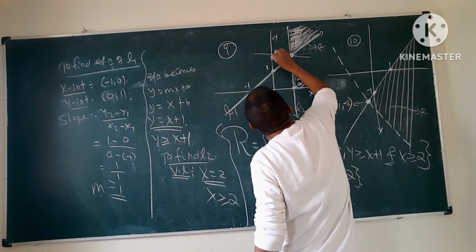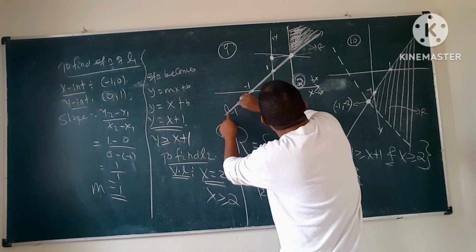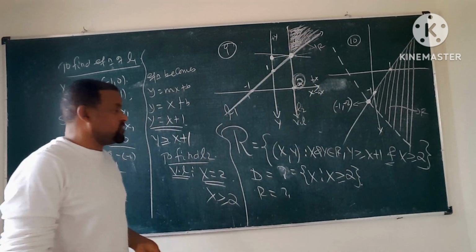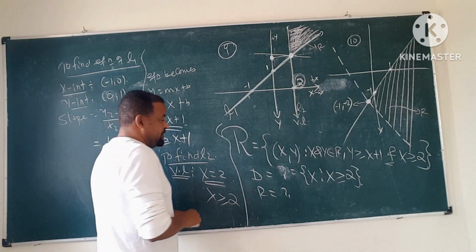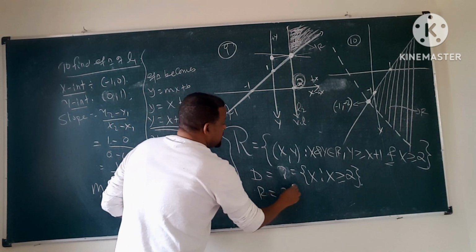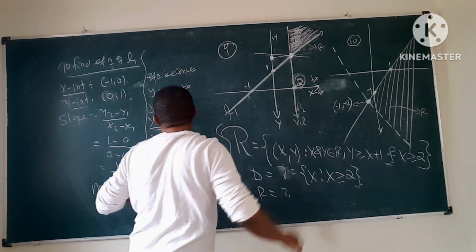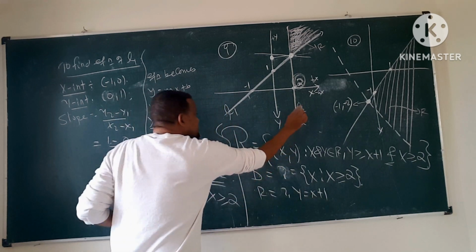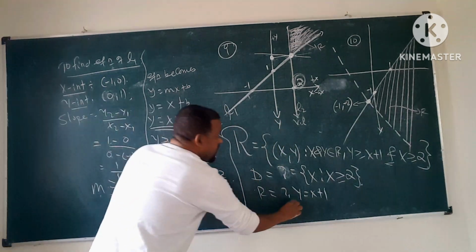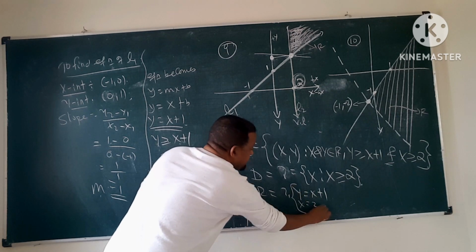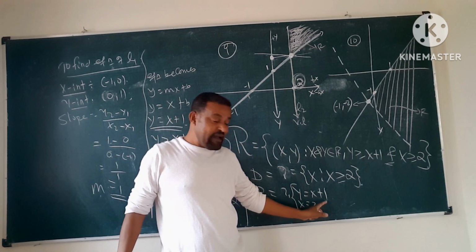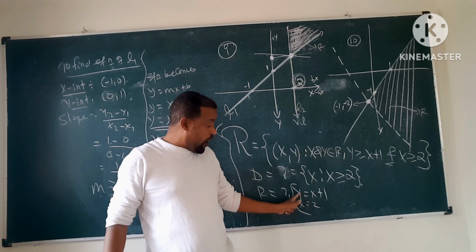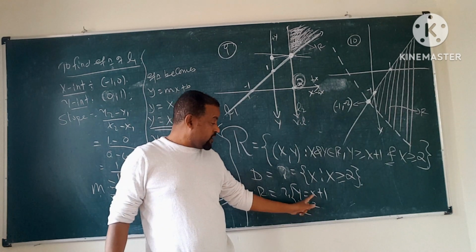We need to find the point where L1 and L2 meet, so to find the range we should solve the two lines simultaneously: the line y = x + 1 and the line x = 2. The x value is 2, so we substitute it here to get the y value. Very simple.